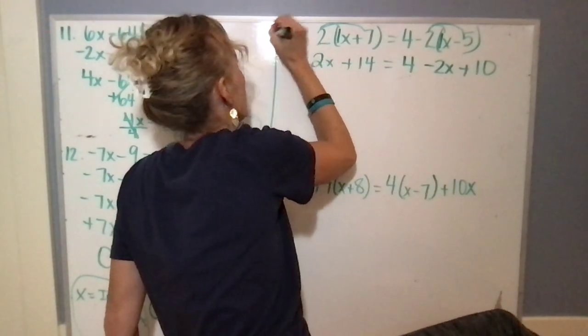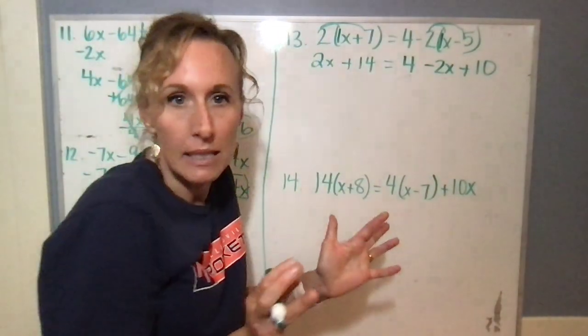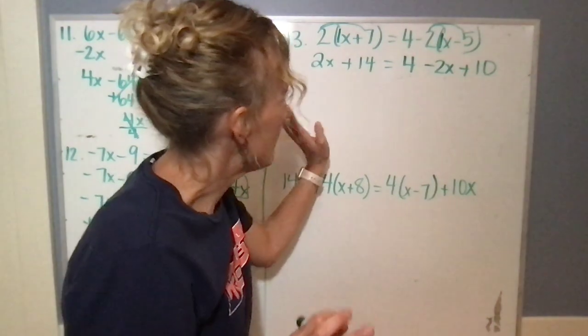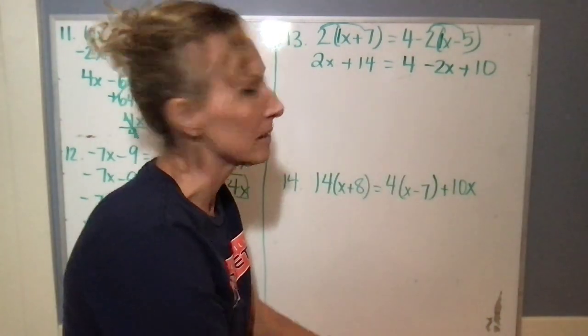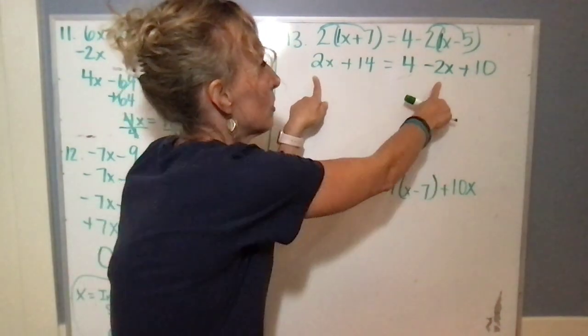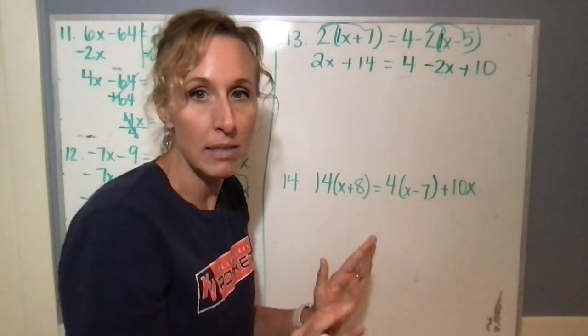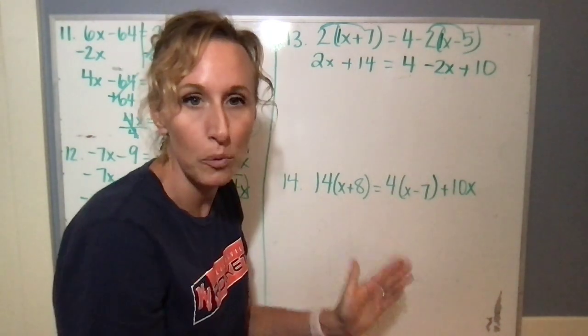I would star this one in your notes, okay? Because this is a challenging one. All right, now we have this. There's no parentheses. Do we have more than one x in there? We sure do. Are they on the same side? No. If they're not on the same side of the equal sign, we have to cancel one of them out.